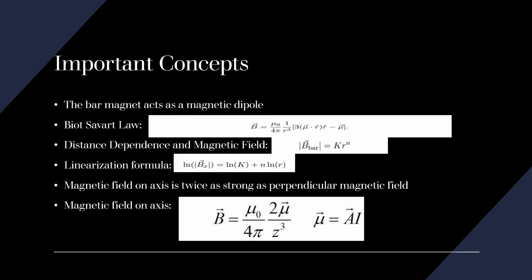Another piece of information we need to know is that the magnetic field on axis is twice as strong as perpendicular, and the magnetic field on axis is equal to mu naught over 4 pi times 2 times the dipole moment, which is equal to the area times current over z cubed, where z is equal to r, the distance away from the bar magnet.